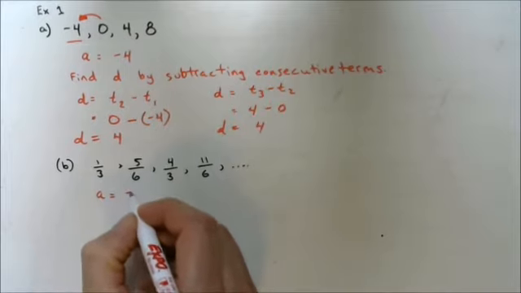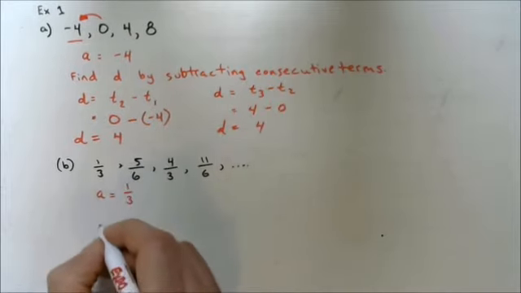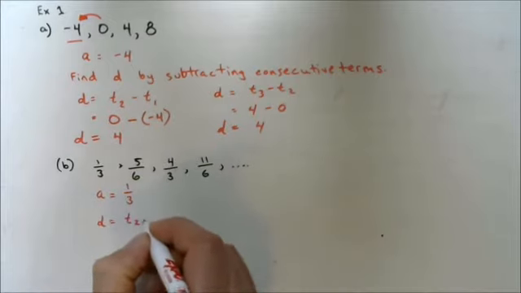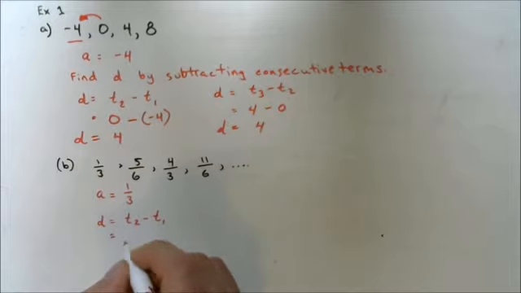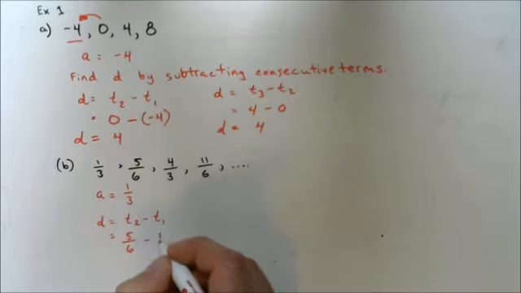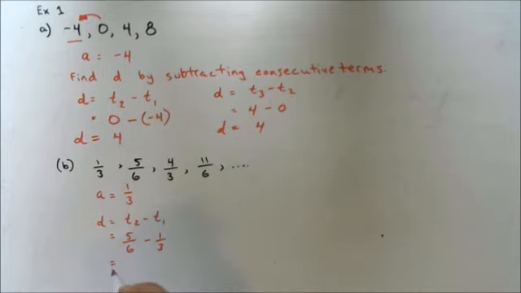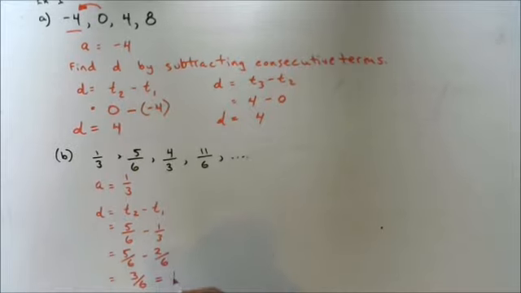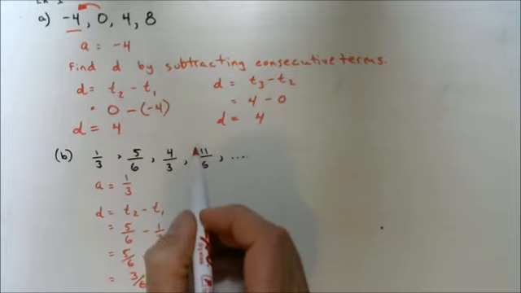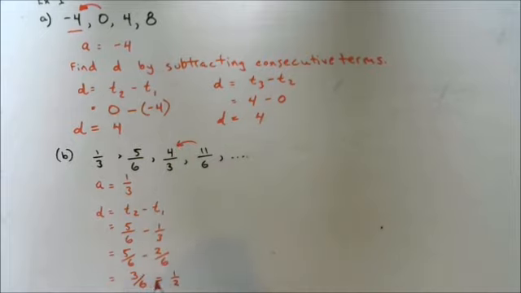A is given. It's 1/3. And to find D, we simply take term 2, subtract term 1. So we get 5/6 minus 1/3. In order to subtract fractions, I need a common denominator. So I've got 5/6 minus 2/6, which gives me 3/6, which gives me 1/2. Okay, so D is 1/2. And again, you could pick any two consecutive terms. You could have done 11/6 minus 4/3, and you'd get D equals 1/2.